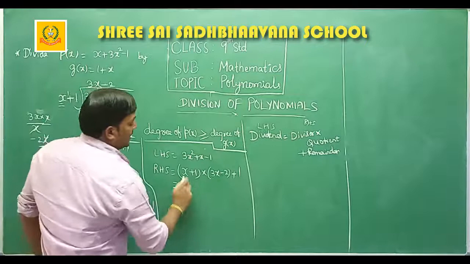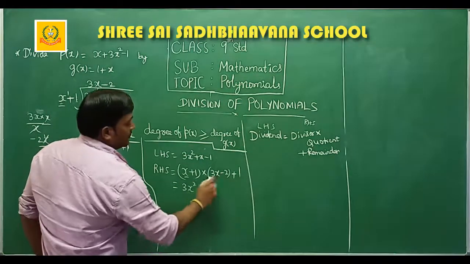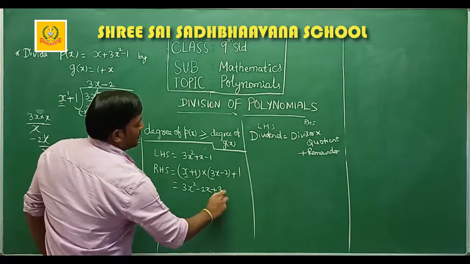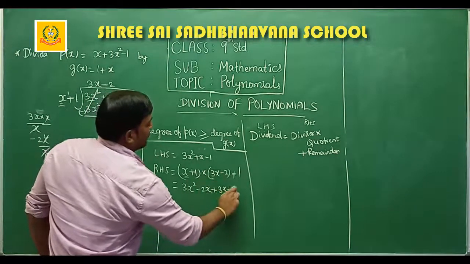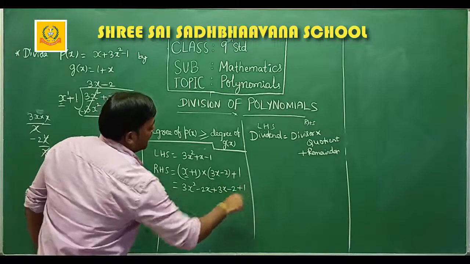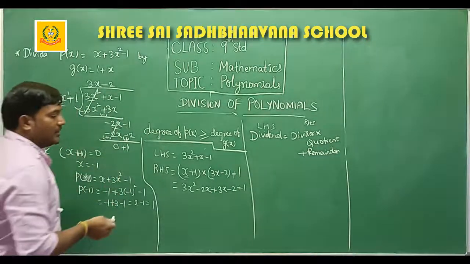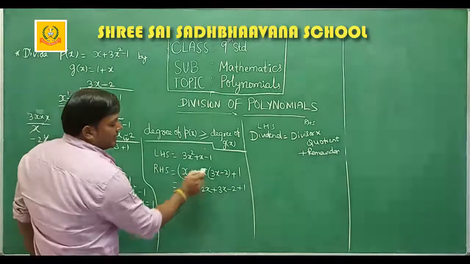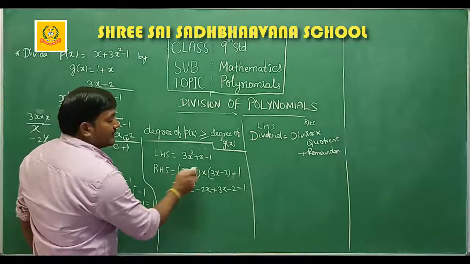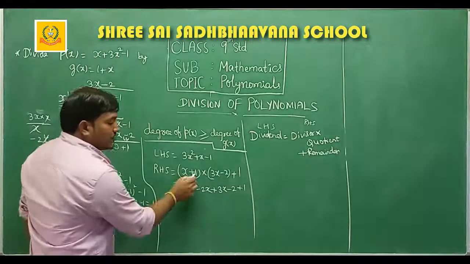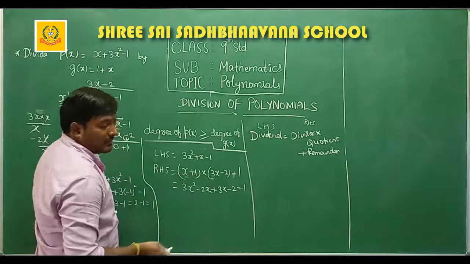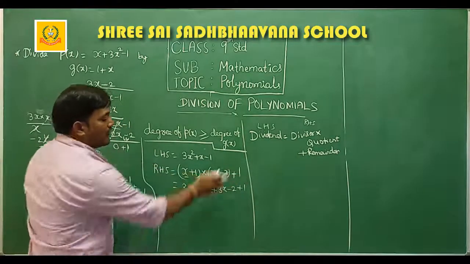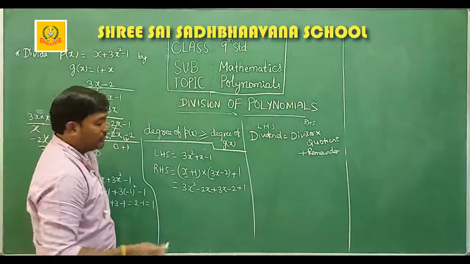So multiply: 3x into x, 3x square. Next, x into minus 2, minus 2x, plus 1 into 3x, 3x, and 1 into minus 2, minus 2, plus 1. Okay, I'll just repeat this once again. X into 3x, this is term by term multiplication. X into 3x, 3x square. X into minus 2, minus 2x. Next, 1 into 3x, plus 3x, and 1 into minus 2, minus 2, and plus 1 we have taken as it is.